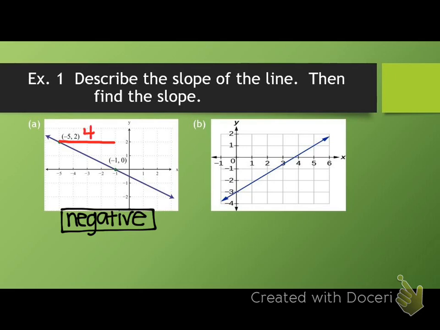4, and I went to the right. So on a coordinate plane, if I'm moving right, is that a positive direction or negative direction? Positive. So that's a positive 4. Now, once I go to the right, I then have to go down.